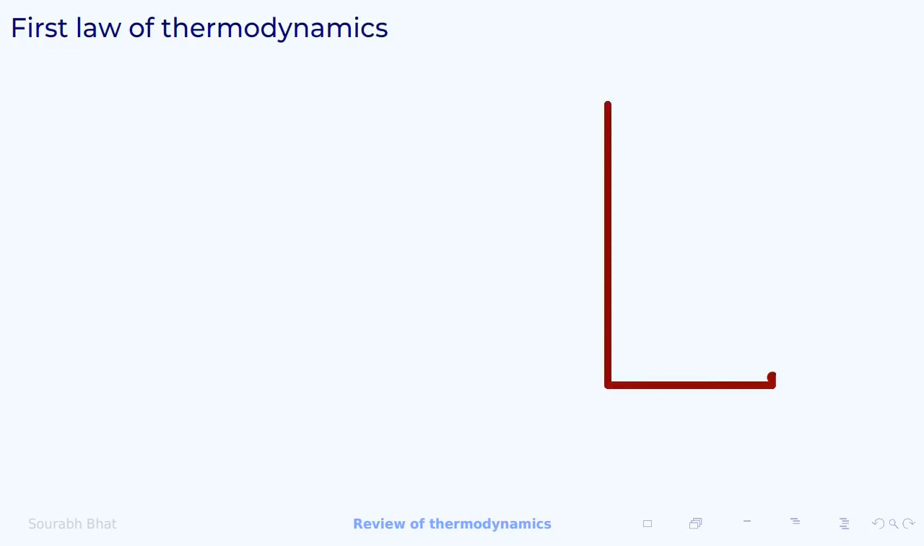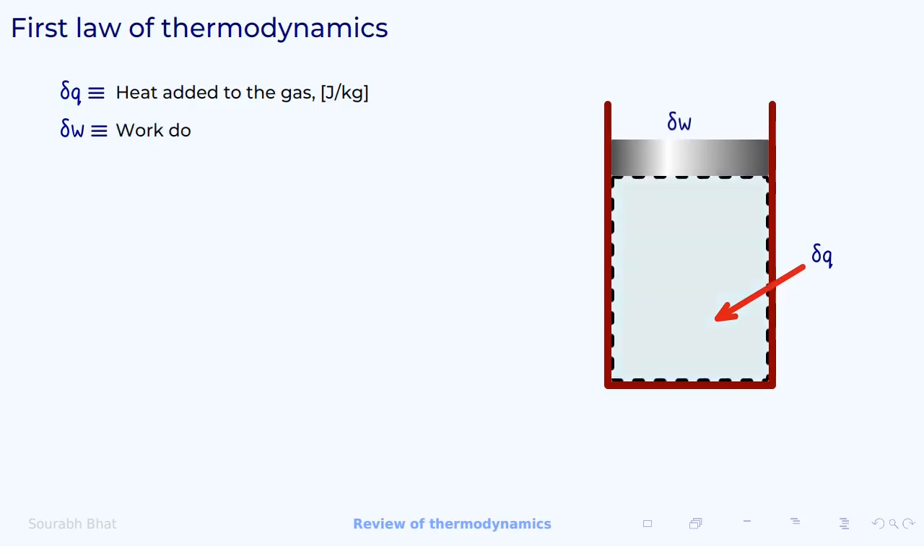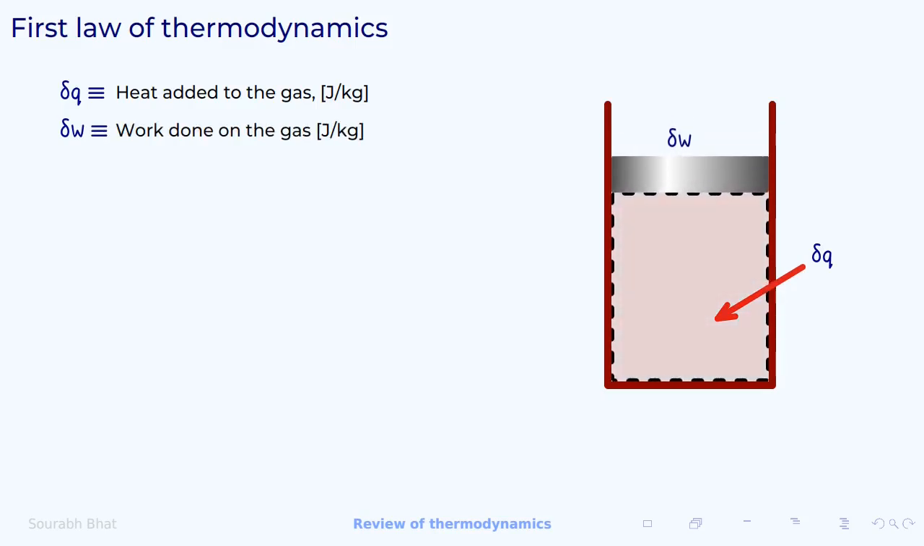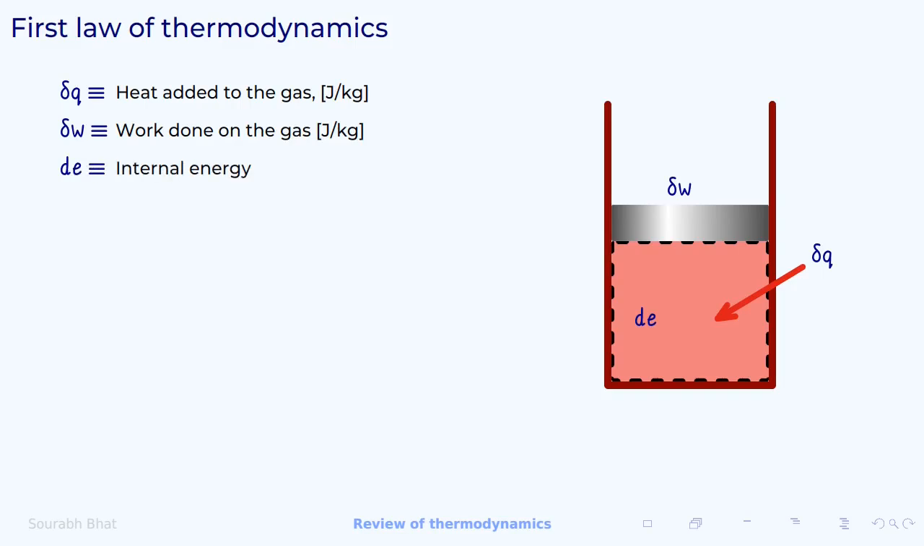Consider a system with a fixed mass of gas separated from the surroundings by a flexible boundary. Heat can flow across the boundary into the gas, say by conduction through the boundary walls. Let delta Q be a small amount of heat added to the system. Also, let delta W be a small amount of work done on the system by displacing the boundary, thus reducing the volume of the gas. In the process, the gas in the system gains internal energy.